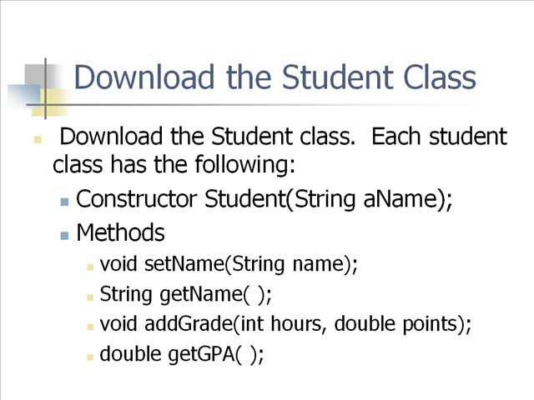For each call to addGrade, we have to tell it how many credit hours were taken and how many points they got for that. In this case, we're going to use 4 points for an A, 3 for a B, etc. The student class will then tally that, adding it to its version of the total number of semester hours and the total grade points that have been earned by this student. And finally, we're going to make a call to getGPA to find out Mary's grade point average.